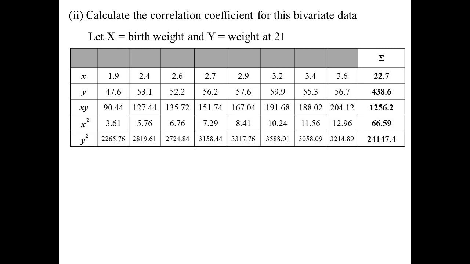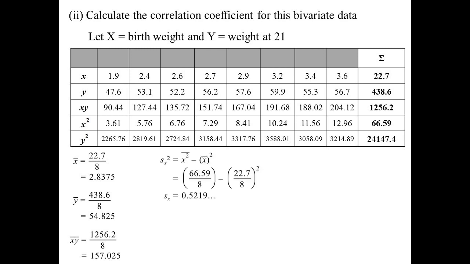X squared and Y squared, that's going to come in handy, because when we worked out expected value and variance, that involved X squared. So we'll work that out. Okay, average. X average will be 22.7 divided by 8. We've got 2.8375. Average of Y we can work out now, 54.825. We can find the average of XY, 157.025. Okay, what else do we need?